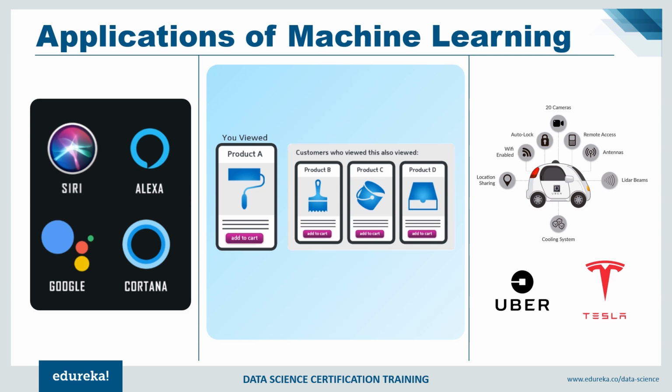So how does this happen? Well, this happens because Google tracks your search history and recommends ads based on your search history. This is one of the coolest applications of machine learning, and in fact 35% of Amazon's revenue is generated by the product recommendation. Now, coming to the cool and highly technological side of machine learning, we have self-driving cars.